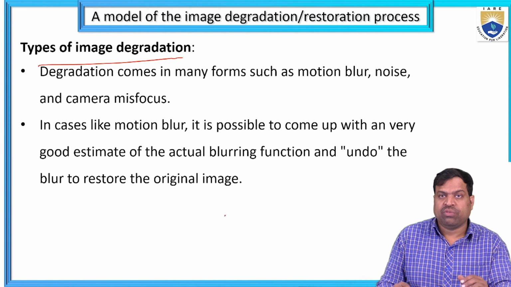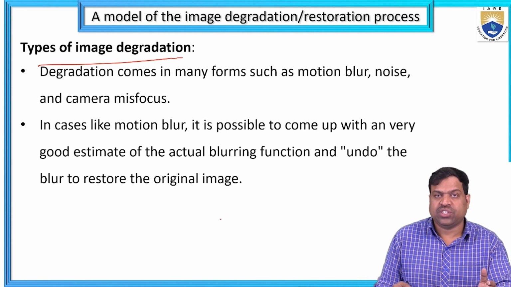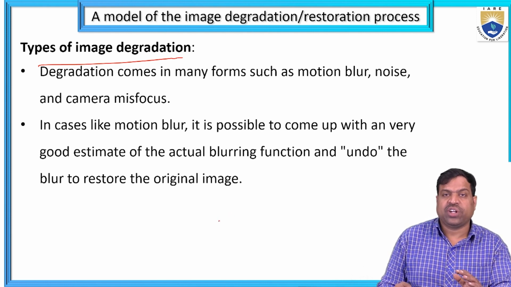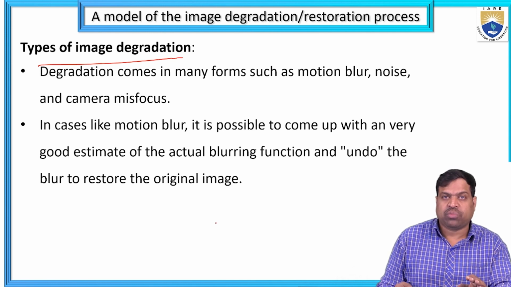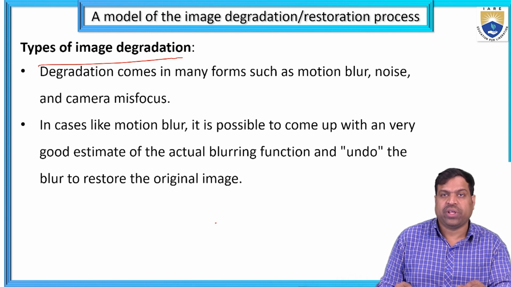So how are we degrading the original image? The blurred image is converted to the blurless image. There are so many types of processes and techniques we apply for image degradation. Here, one example we are discussing is that degradation comes in many forms such as motion blurring, noise, and camera misfocus.